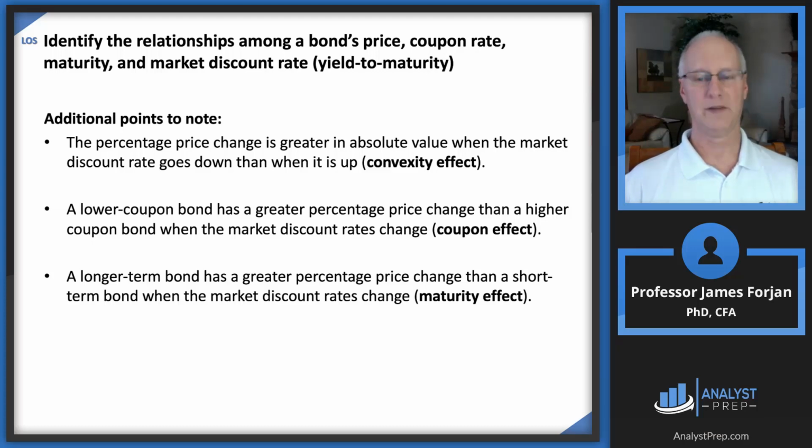And then the maturity effect, this is going to be extremely important going to level 2 and also to level 3, is that longer term bonds have what is known as greater interest rate risk, which means that when the yield to maturity goes up, longer term bonds experience a greater fall in price. And we're going to measure that by something called the duration of the bond, but that's called the maturity effect. So I would know those definitions: convexity, coupon, and maturity effects.